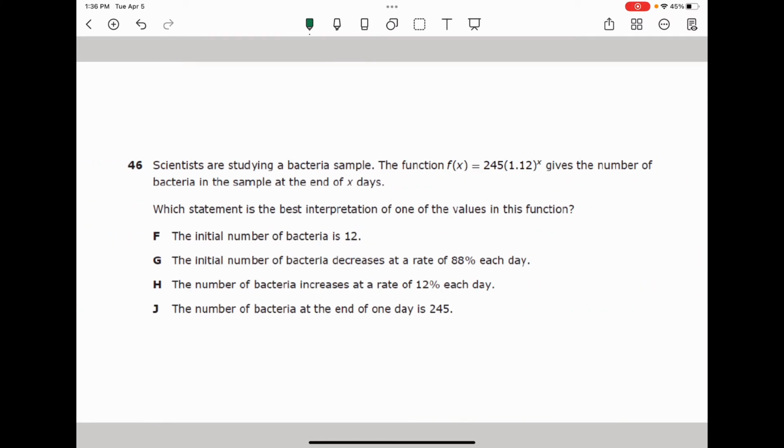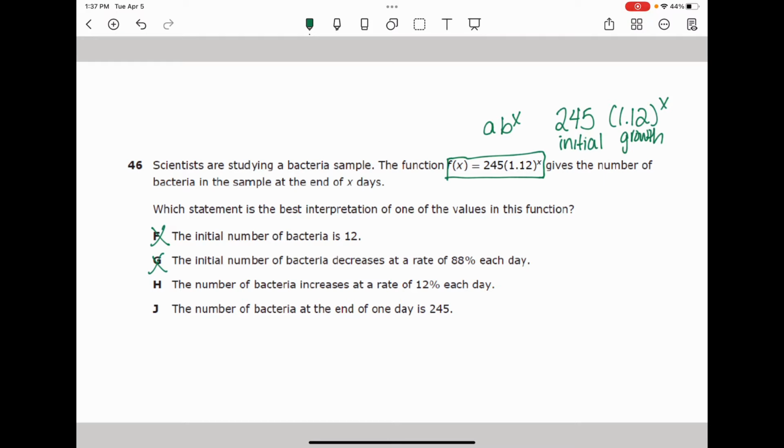So it says scientists are studying a bacteria sample. The function f of x equals 245 times 1.12 to the x gives the number of bacteria in the sample at the end of x days. So here's our equation. Once again, it's in a times b to the x form. So we know that 245 is the initial value, and 1.12 to the x, that is the growth rate. It's bigger than 1, so it's going to be growth. So F says the initial number of bacteria is 12, which is incorrect because it's 245. G says bacteria decreases at the rate of 88%, which is incorrect because this is a growth function, not a decay function.